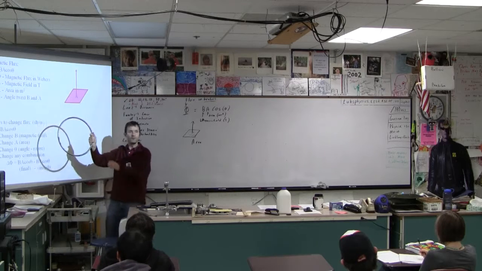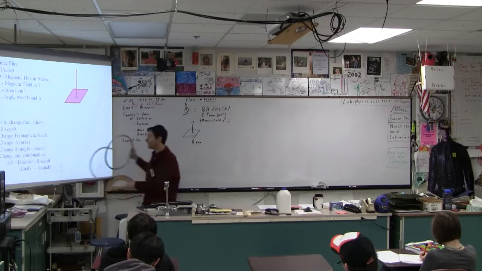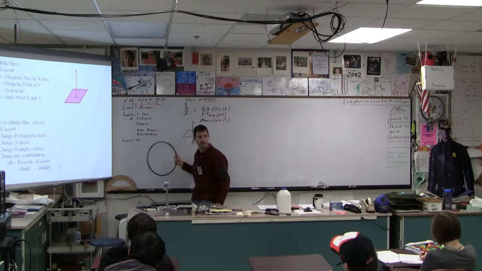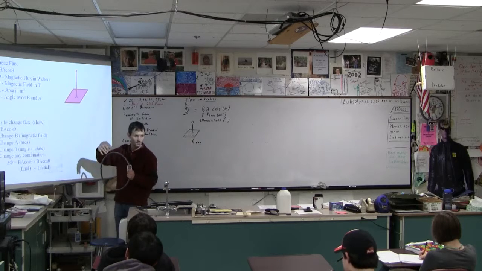All right. So here we've got the maximum amount going through the loop. Here we have none going through the loop. Here we have none going through the loop because we're not in the magnetic field. So these are all ways that we can change the flux, right?